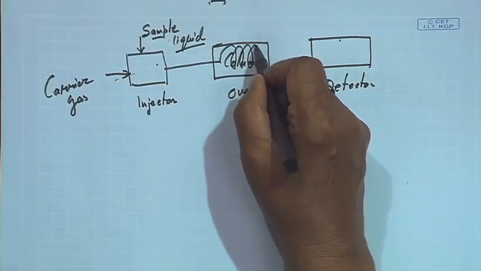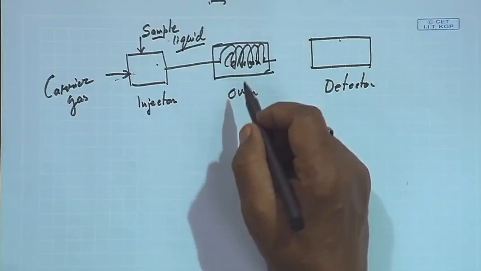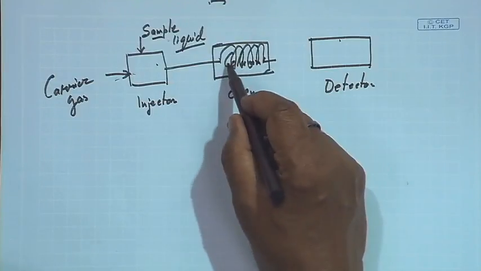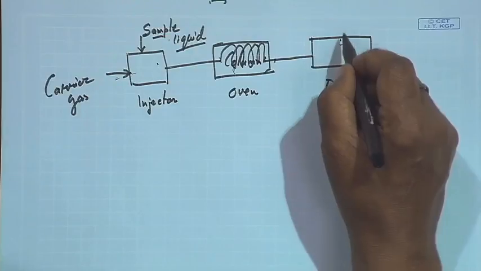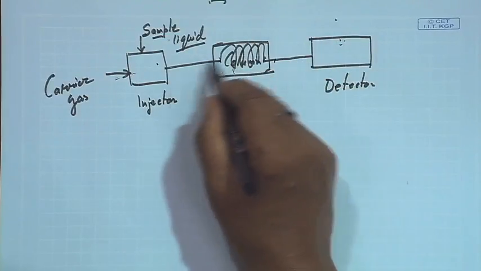So here you have the column. The column is like this; it may be capillary, it may be a packed column. The column comprises different packing material, and when the sample passes through the column, the different components present in the sample are separated from each other, and then it comes to the detector. Here also we maintain the temperature as per requirement, and the temperature should be higher than the boiling point of the sample you are going to analyze, because if it is lower than the boiling point, there is a possibility of condensation of the liquid in the column. So we have to keep the temperature higher than the boiling point of the liquid.